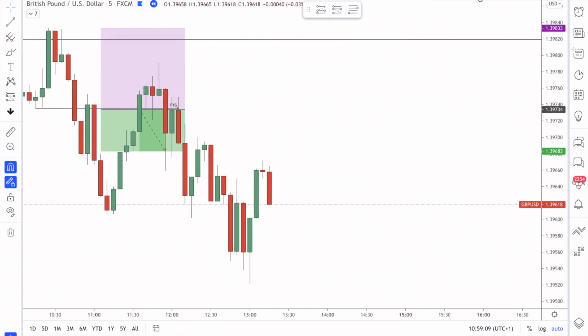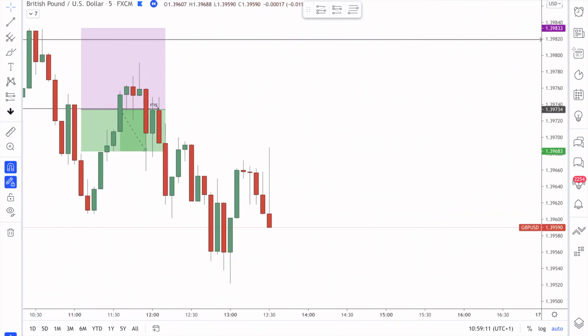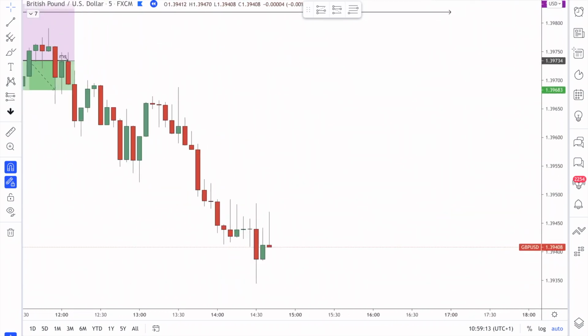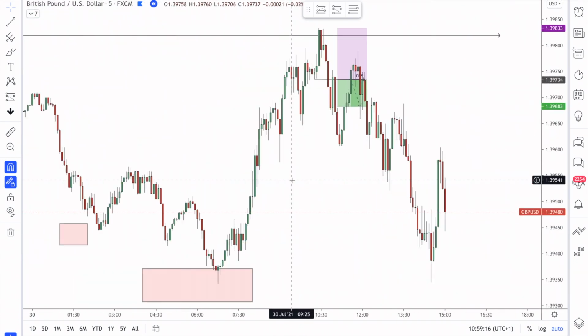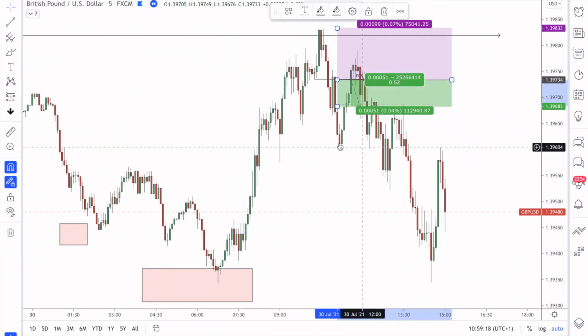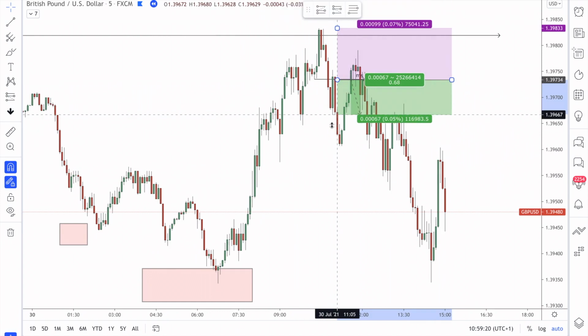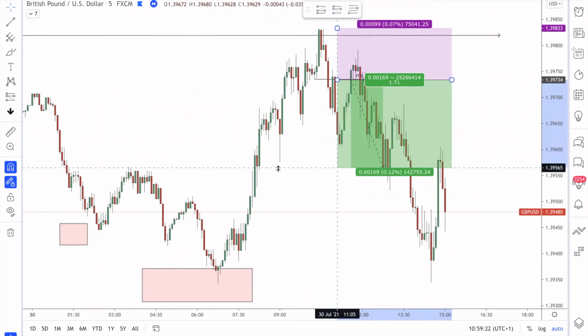So that's how you see people with, like, a 10 pip SL catch these crazy moves. And I'm not here to tell you this is what you do, this is how you cash out. The whole point of this video is to show you how to get the entry. It's up to you, entirely up to you.